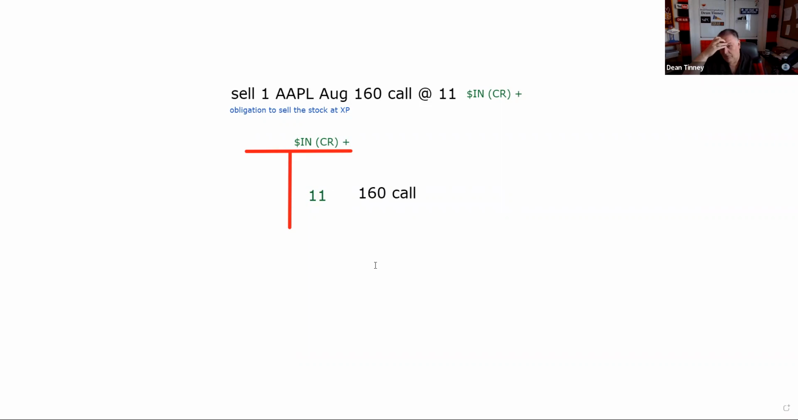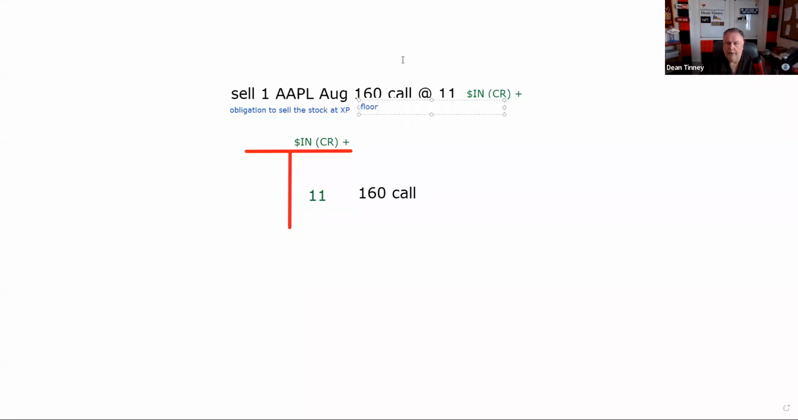Okay, so the problem with this position so far is that this is a naked call, and that is really foolish. I always joke, don't be a dumb bear. And this is a really dumb bear, because here there's a floor.